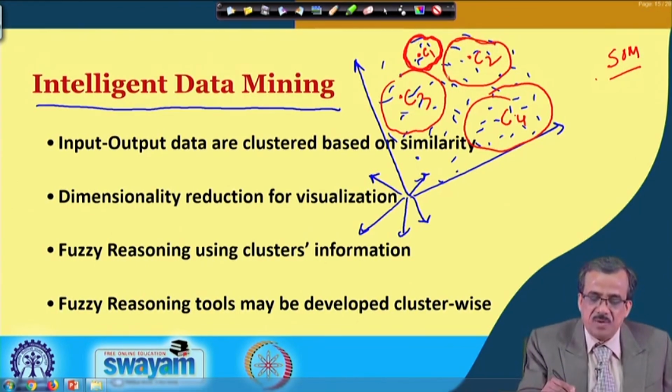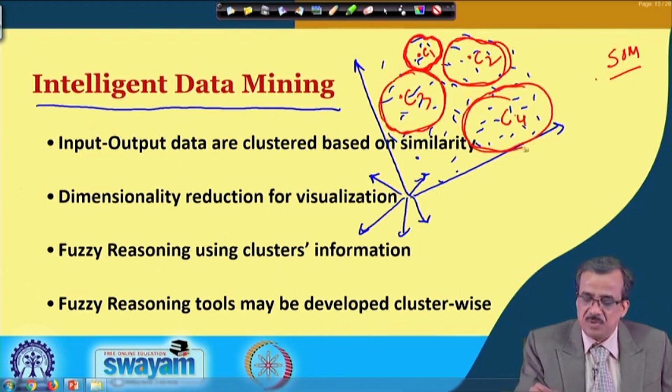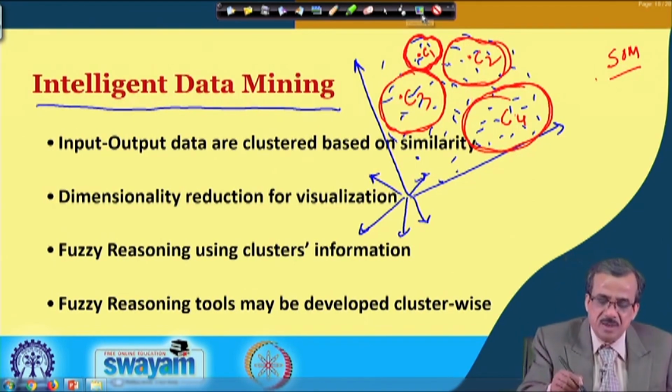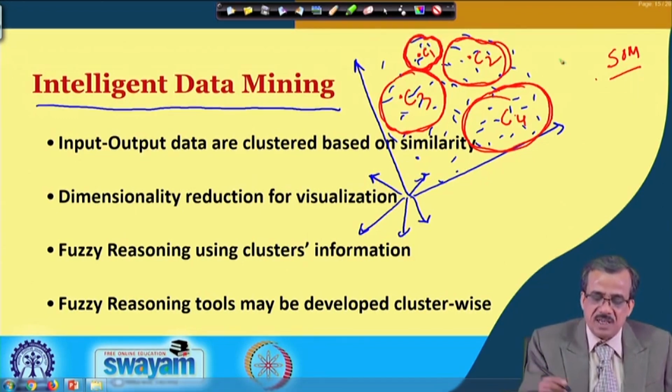Similarly, I can find another fuzzy reasoning tool or neural network that I can develop. Now, suppose that one new test case has come. The moment you find a new test case, suppose the test case is here.